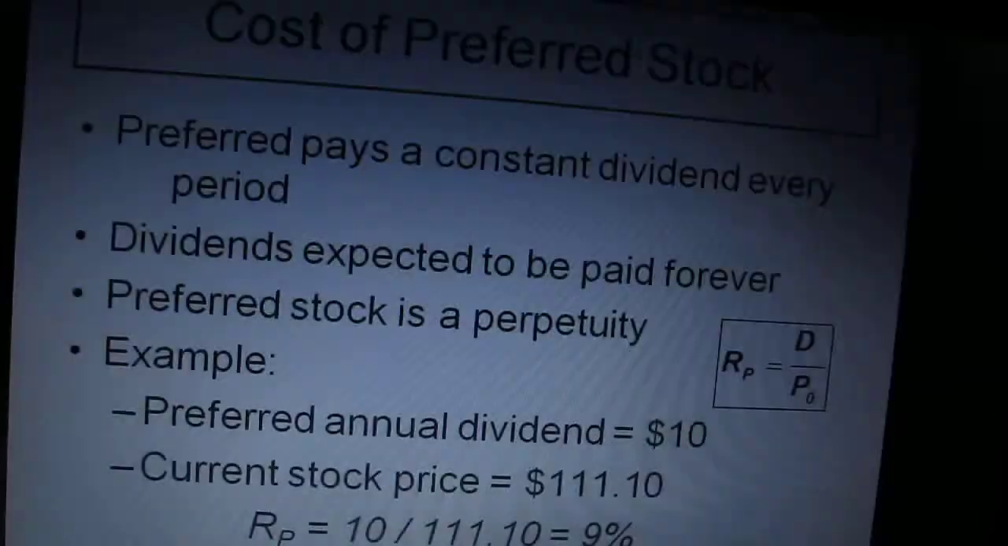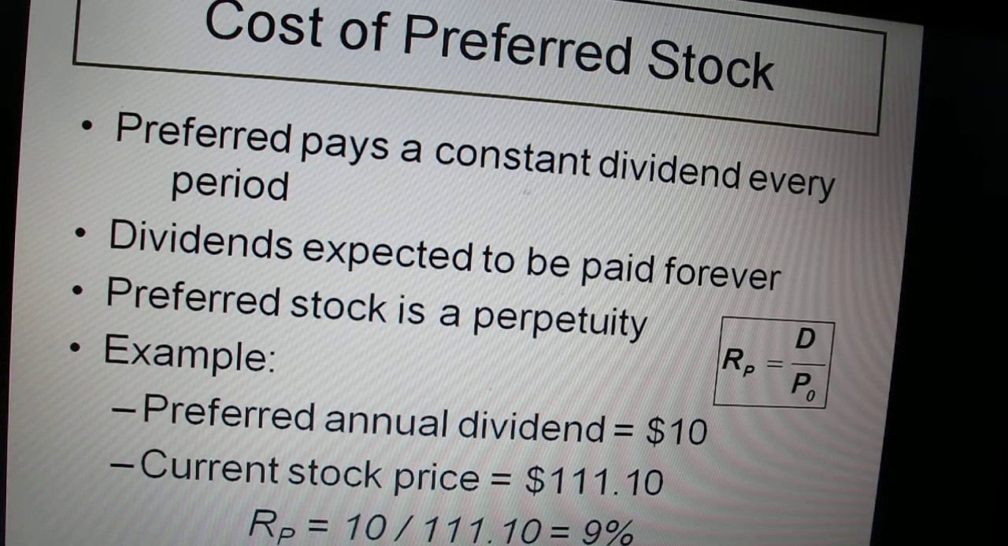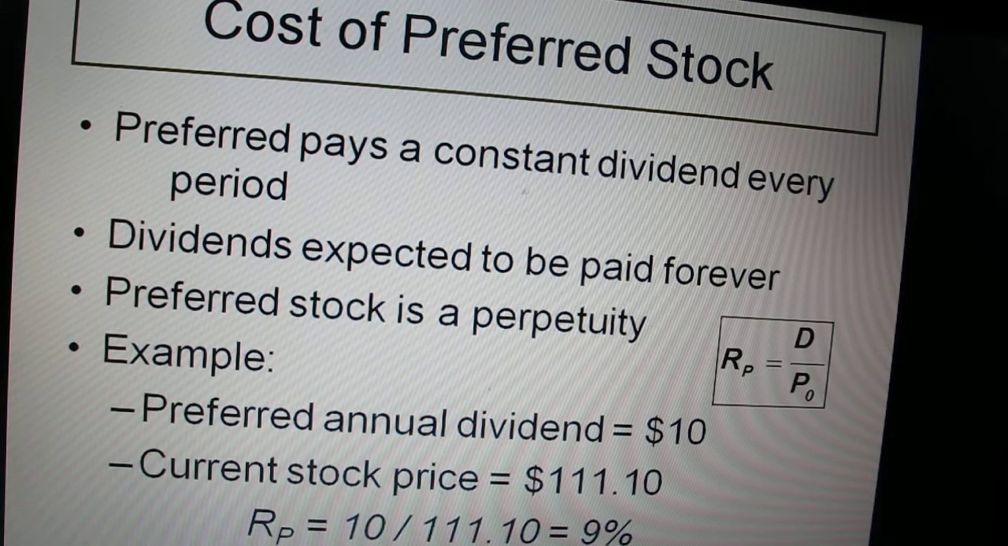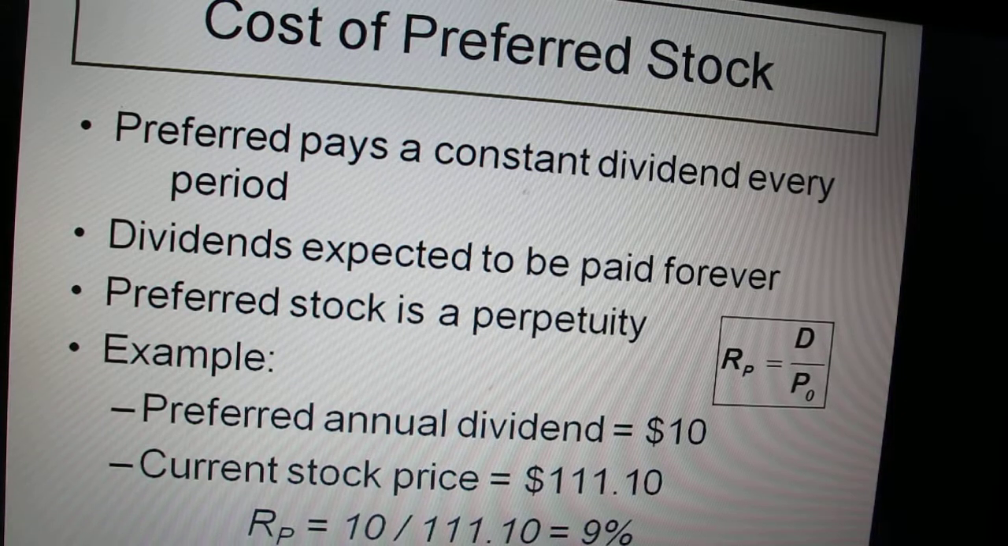I'm going to quickly move into preferred stock, which we haven't gotten terribly into thus far. I think I mentioned that it was a hybrid between stock and debt. But now we're talking about the cost of preferred stock. Preferred pays a constant dividend every period. Dividends are expected to be paid forever. And preferred stock is a perpetuity. We did talk about perpetuities in the past.